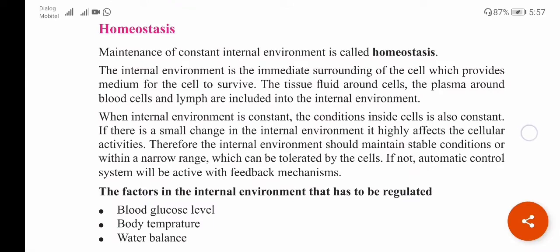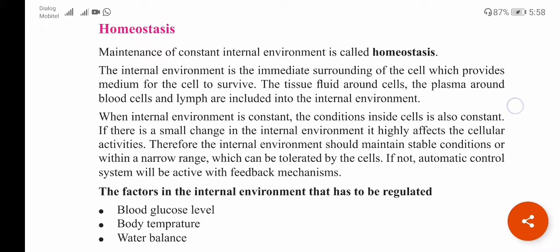Hi, grade 11 children. We are going to learn about homeostasis. Actually, what do you mean by homeostasis? Maintaining the internal environment of our body constant is known as homeostasis. Okay, maintaining the internal environment of the body constant is called homeostasis.